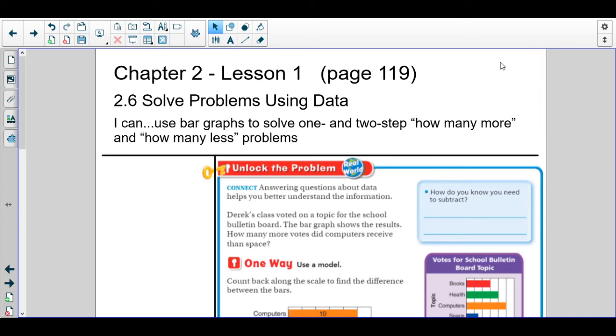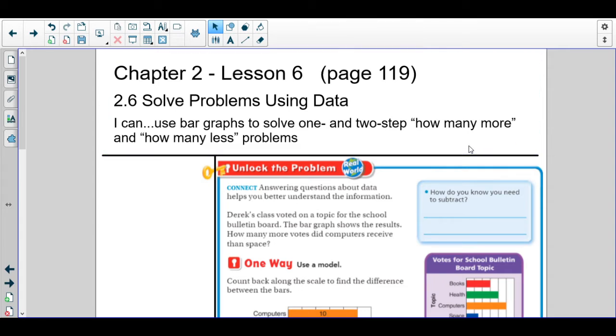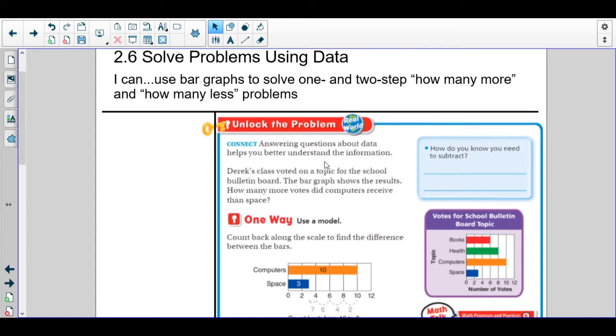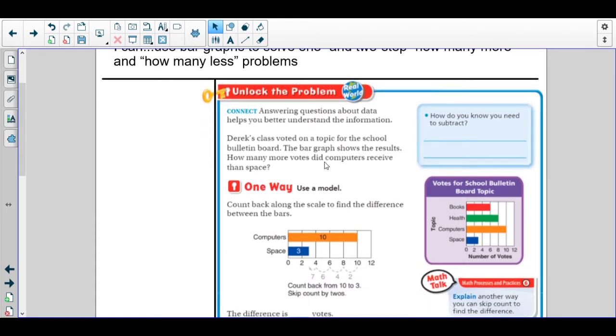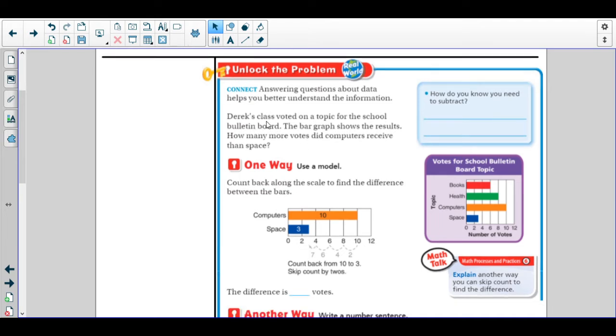We are ready for Chapter 2, Lesson 6 on page 119. And on that page, we will be able to use bar graphs to solve one and two step how many more and how many less problems. So let's take a look here on page 119. We have this problem that we are posed with to unlock.